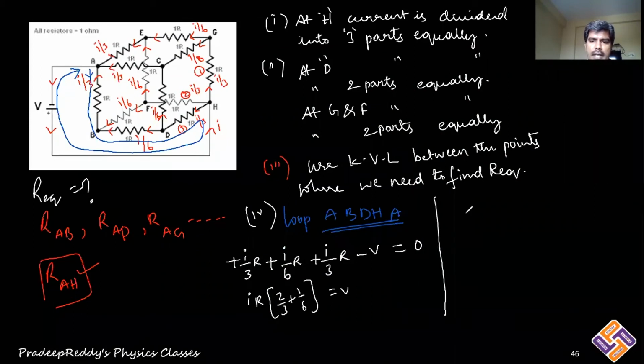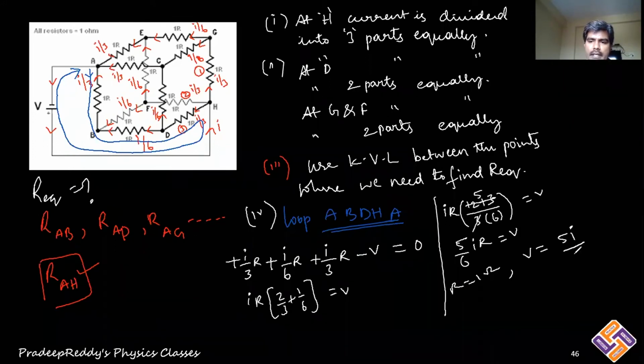Now this becomes IR into (12 plus 3) divided by 3 into 6 is equal to V. 12 plus 3 is 15, 3 fives are 15, 5 by 6. 5 by 6 IR is equal to V. R is equal to 1 ohm. Therefore, V is equal to 5I divided by 6. This is V, which is 5I by 6. Okay, V we have calculated.